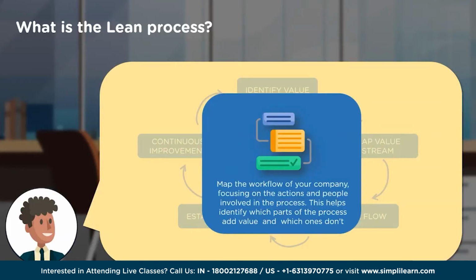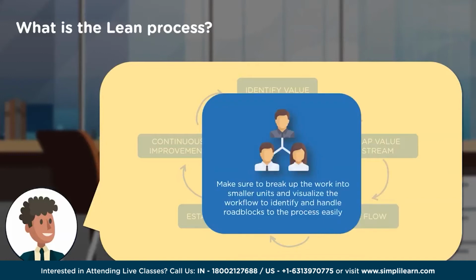You need to focus on the different actions and the people that are involved with the process. You need to be able to identify which parts of the process are able to add value and the ones that don't. The third step is to create a flow. You need to break up your work into smaller silos and visualize the workflow so that you can easily identify problems that might show up later.